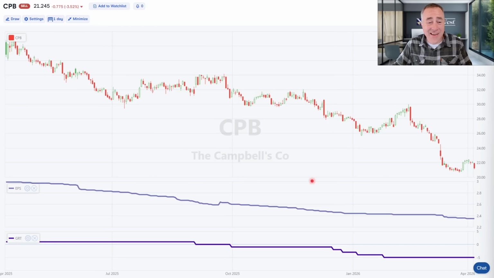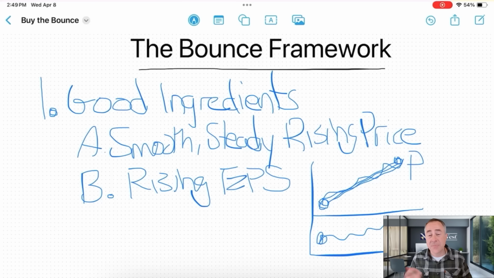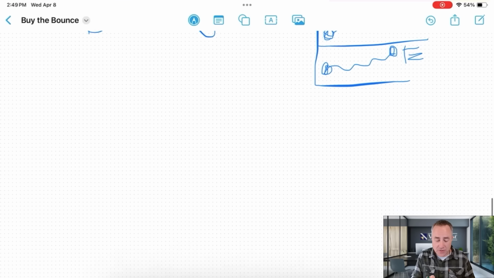Or worse yet, it could look like this. This stock is in an extended downturn with earnings falling and earnings growth falling as well. Don't get sucked into thinking that you can buy this stock on a dip and then ride it all the way back up to former glory. Instead, start with stocks that look like this, that have good ingredients. Start with good stocks.